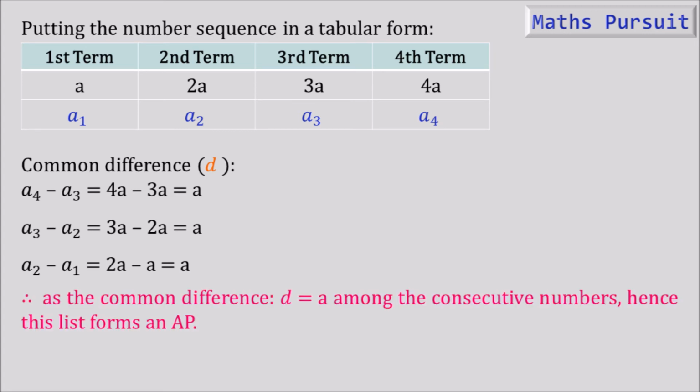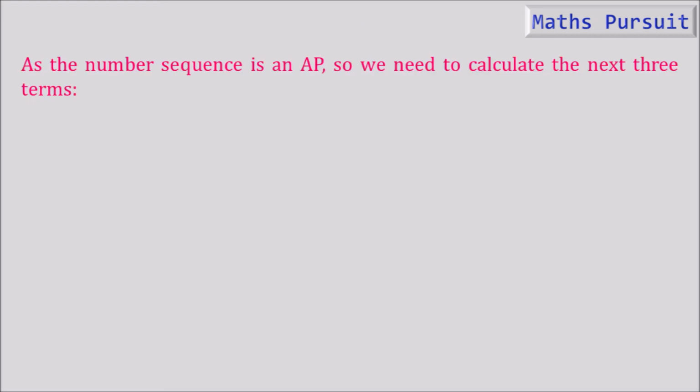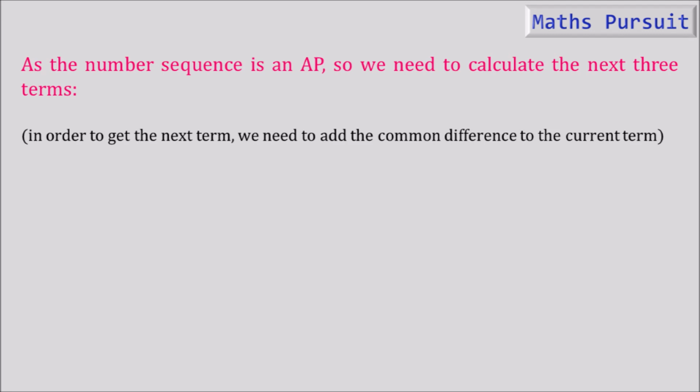Therefore, as the common difference D is equal to A among the consecutive numbers, hence the list forms an arithmetic progression. Guys, we very well know that if we get a common difference among the consecutive numbers, then that series forms an arithmetic progression. As the number sequence is an arithmetic progression, we need to calculate the next 3 terms. In order to get the next term, we need to add the common difference to the current term.